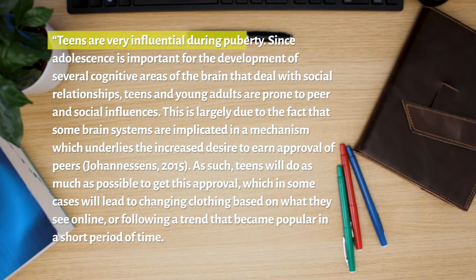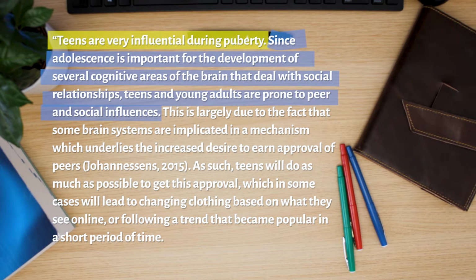Teens are very influential during puberty. Since adolescence is important for the development of several cognitive areas of the brain that deal with social relationships, teens and young adults are prone to peer and social influences. This is largely due to the fact that some brain systems are implicated in a mechanism which underlies the increased desire to earn approval of peers. As such, teens will do as much as possible to get this approval, which in some cases will lead to changing clothing based on what they see online or following a trend that became popular in a short period of time.